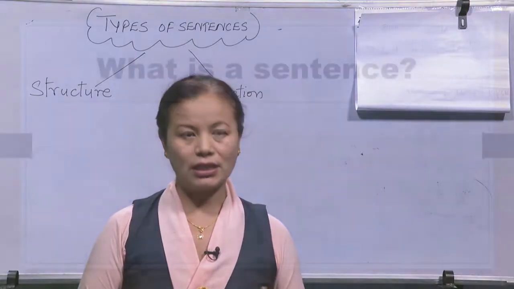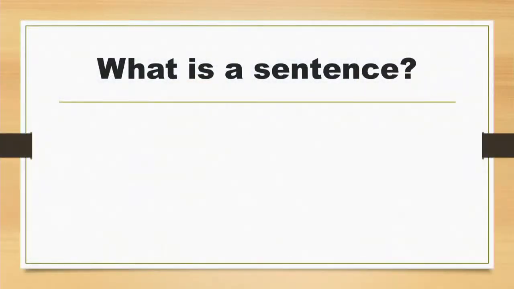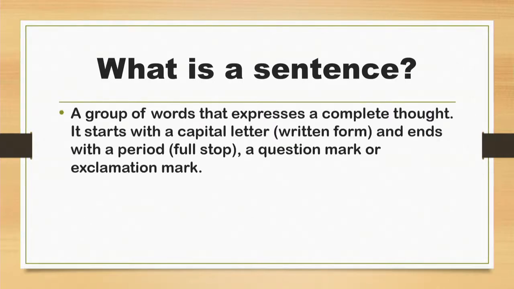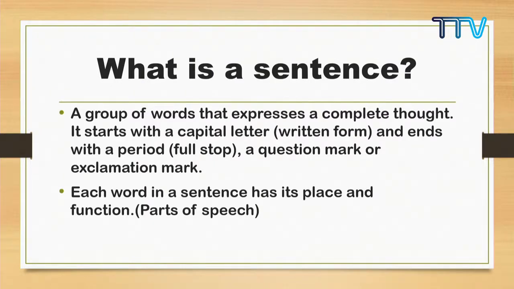First, something I want you to quickly review from our previous session. What is a sentence? A group of words that expresses a complete thought. Please remember, a complete thought. In written form it must begin with a capital letter and end with a period, a full stop. In spoken form we can also identify it because there's a pause. It can end with a question mark or exclamation mark. Each word in a sentence has its place and function. We cannot group the words in a sentence in a random order.